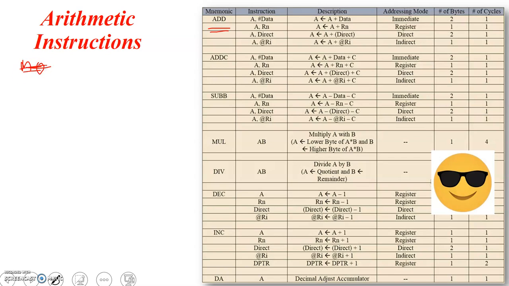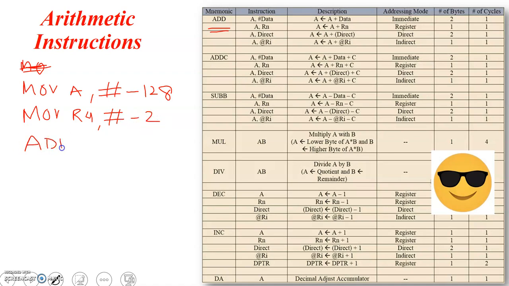So let me take one instruction. Say MOV A, #-128. Okay, now let me take MOV R4, #-2, then ADD A, R4. Okay, so the first instruction, the A register will get this value.